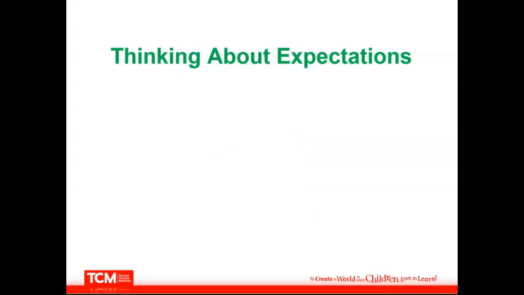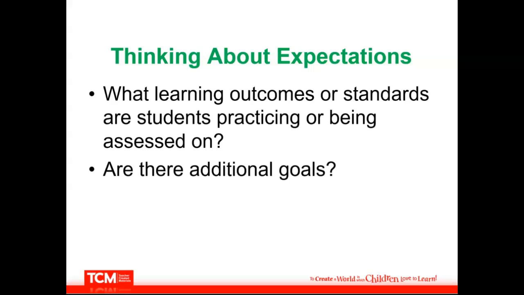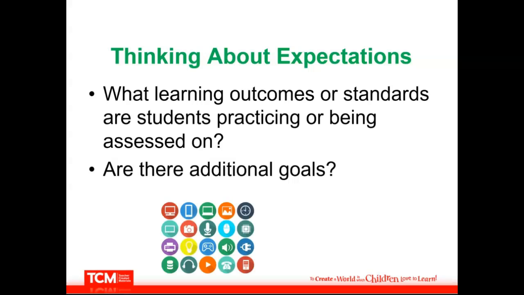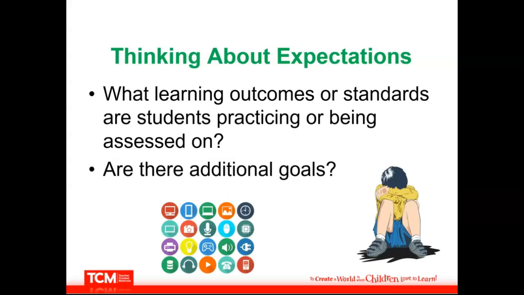Begin by thinking about what your expectations are for the assignment or assessment. What specific outcomes or standards are students practicing or being assessed on? Are there additional goals you may have, such as social-emotional learning, tech skills, or collaboration with peers? Thinking about these ahead of time will lead to creating clear directions and assignments and assessments that connect to the expectations. In a sense, we are beginning at the end or using a backward planning model.